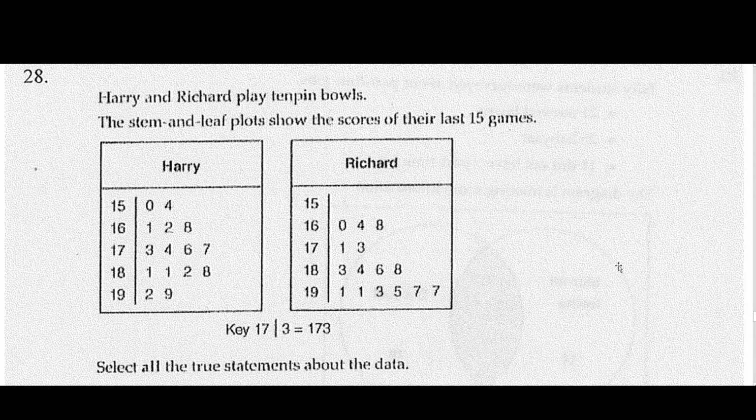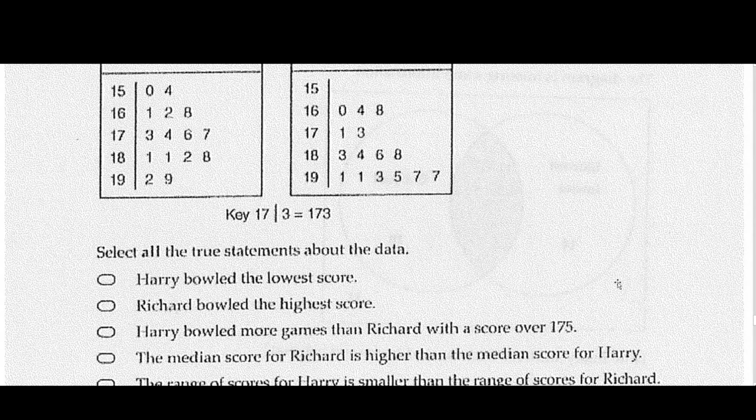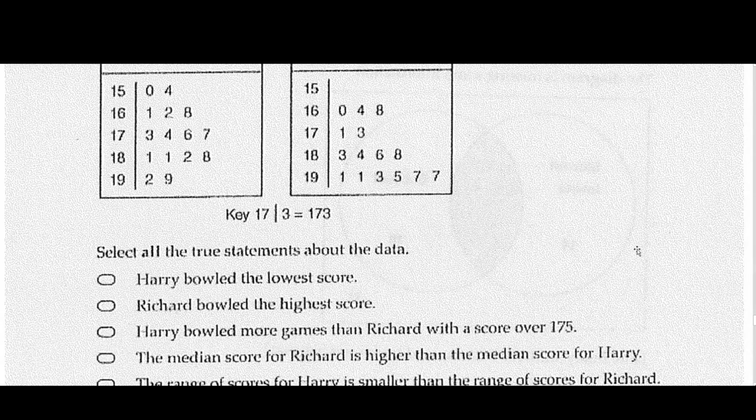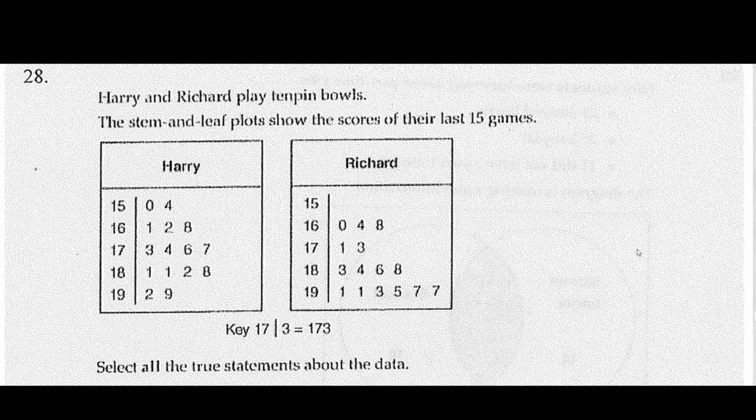Harry and Richard played 10-pin bowls. The stem and leaf plots show the scores of their last 15 games. Select all the true statements about the data. Here's how we read a stem and leaf plot. The first score that Richard got was 160. The next, 164. Next one, 168. Then you've got 171 and 173 and so on. That's how we read the stem and leaf plot.